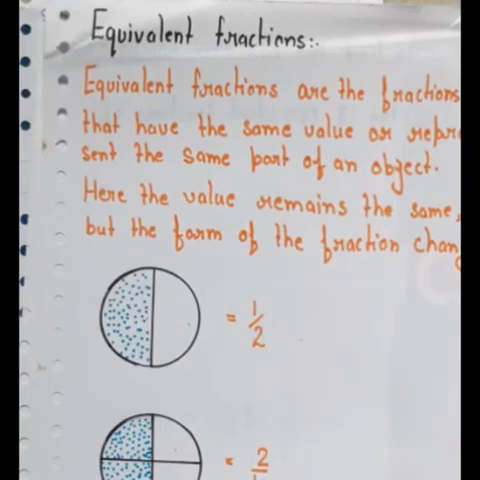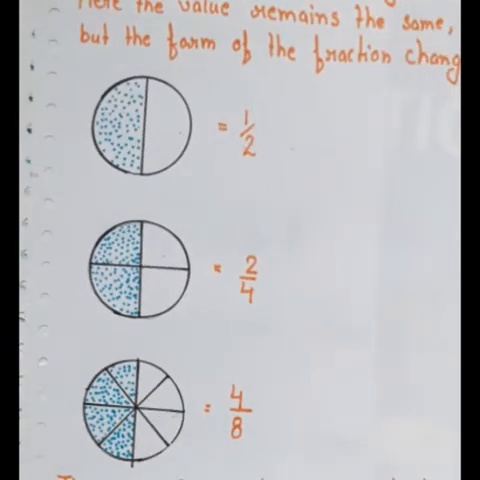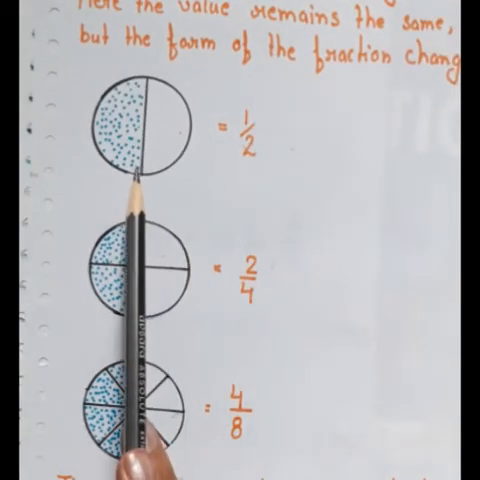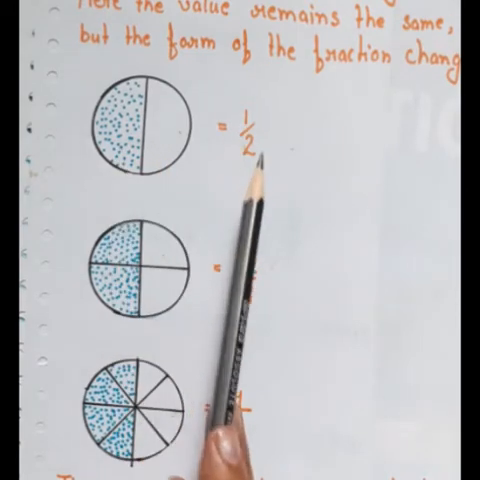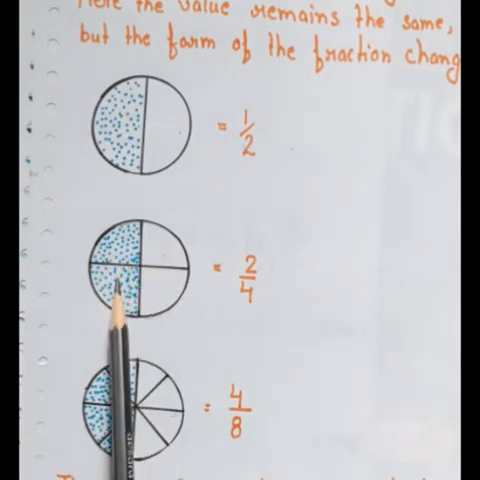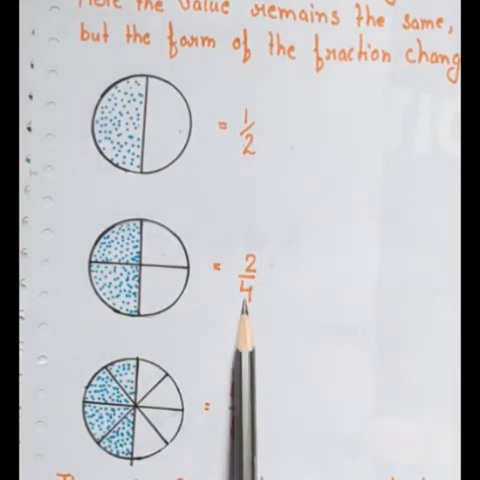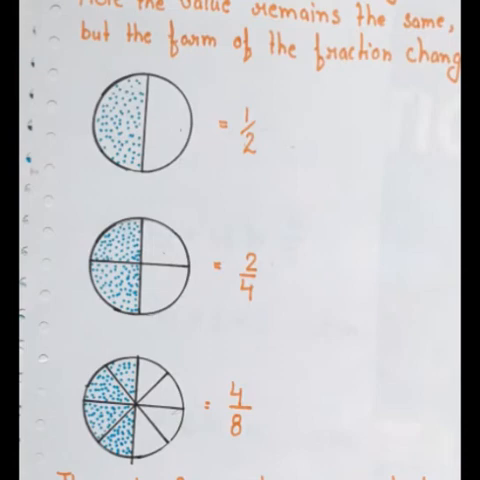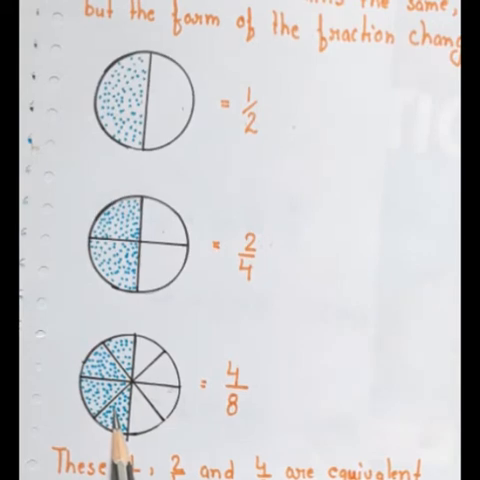Now we are going to understand from this example. Here I have drawn 3 circles. Now just come with your first circle. Here I have divided this circle into 2 equal parts, and as you can see I have shaded one part of it. So its fraction becomes 1 by 2. Clear? Now in your second part I have divided the circle into 4 equal parts and I have shaded 2 parts of it. So the fraction becomes 2 by 4. And in the third part I have divided the circle into 8 equal parts and I have shaded 4 parts of it. So the fraction becomes 4 by 8.